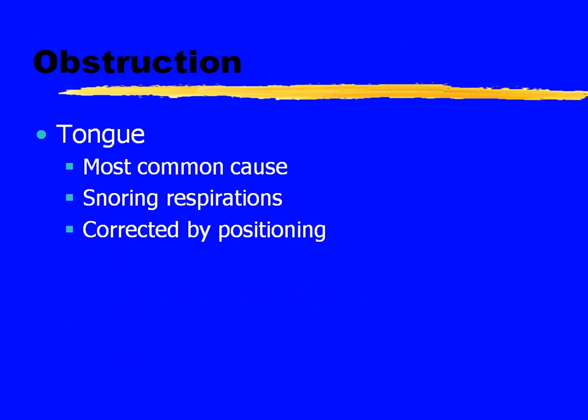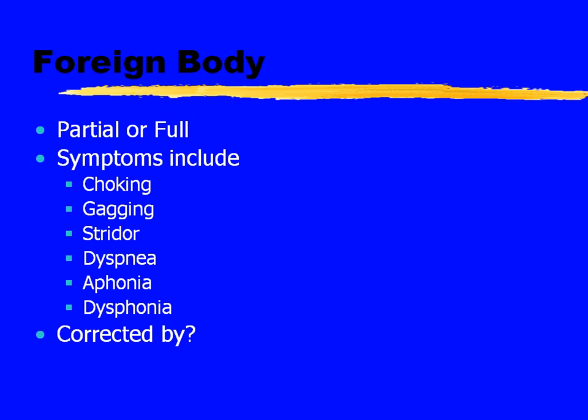So the tongue is the most common cause, with snoring respirations, an easy fix. We can lay them on their side. If they're really, really unconscious, we can put an OPA in them, maybe an NPA. Real easy fix. Foreign body, the question is where and what? If they're choking and coughing, do we really want to be sticking anything down there to get it out? One thing we're going to show you later is a thing called Magill forceps, and that's a nice thing you can reach down and pull junk out with. So what are we going to do here?